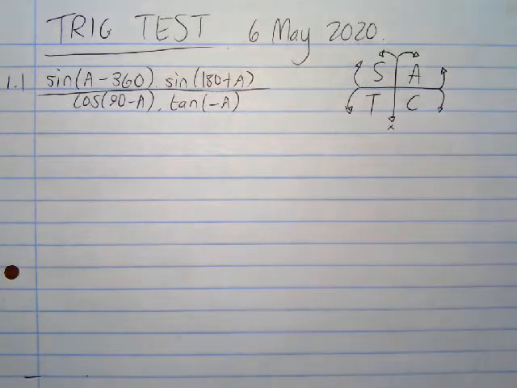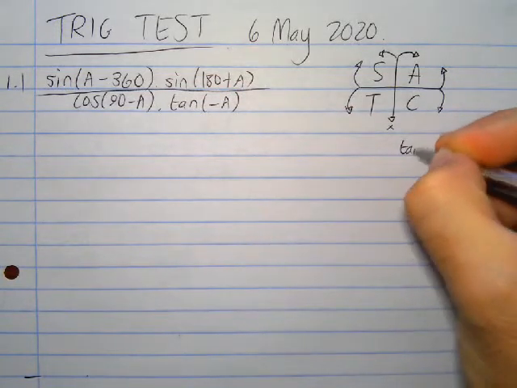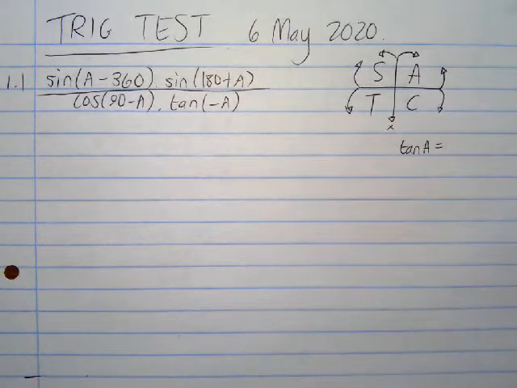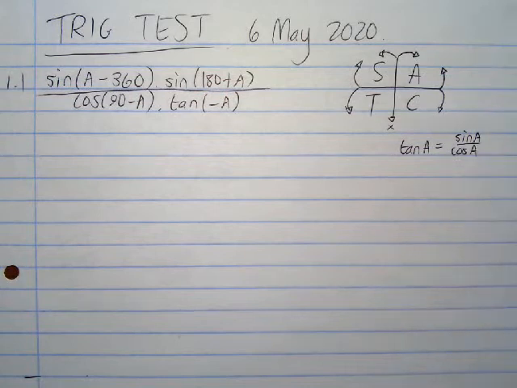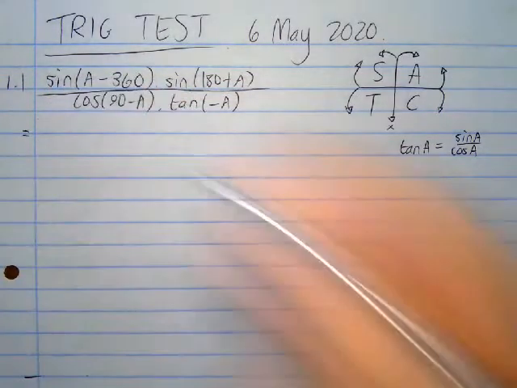Also, I think we're going to find it in this question. You could also remember that tan A or tan theta or whatever is equal to sine A over cos A. That is the quotient identity, which I think we're going to use here as well. Okay, so getting into the question 1.1.